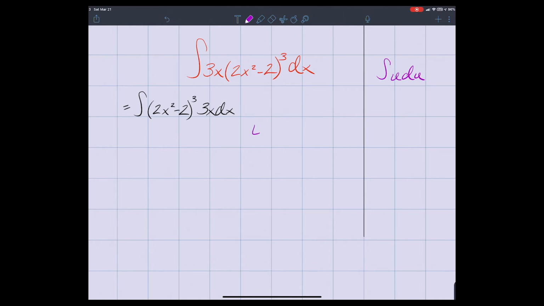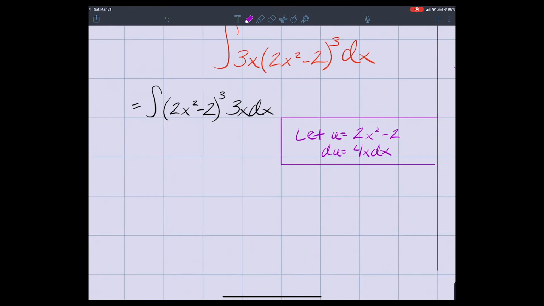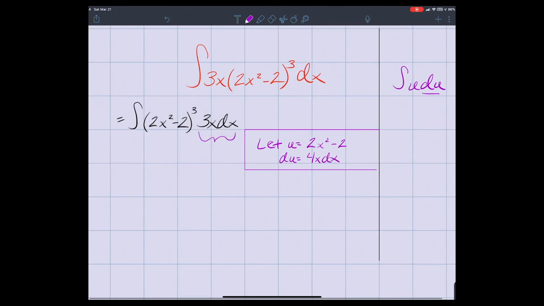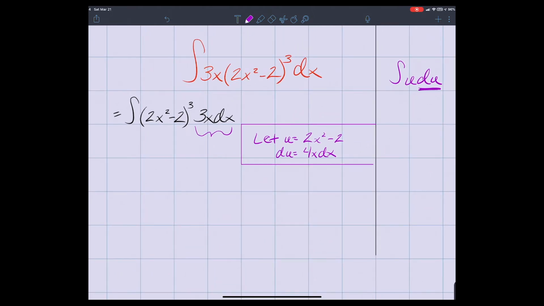So I'm going to let u equal what? The inside of this function, 2x squared minus 2. And the derivative of that is pretty easy. It's just going to be 4x dx. Now, can I get 4x dx somewhere in this function? If I want to do the integral of this, I need the derivative back here, because we said that that's what du equals, right? So if I were to rewrite this, and the answer is yes, I can.